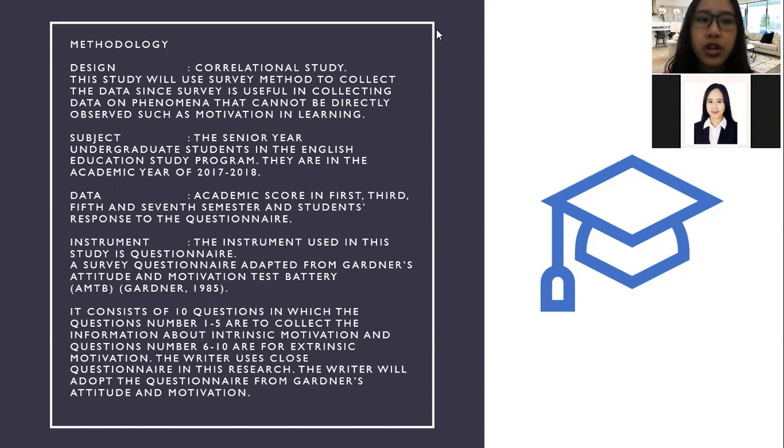A survey questionnaire adapted from the Gardner Attitude and Motivation Test Battery. And the instrument would consist of 10 questions, of which the first 5 questions will discuss intrinsic motivation, and the next 5 questions would be asking about their extrinsic motivation.